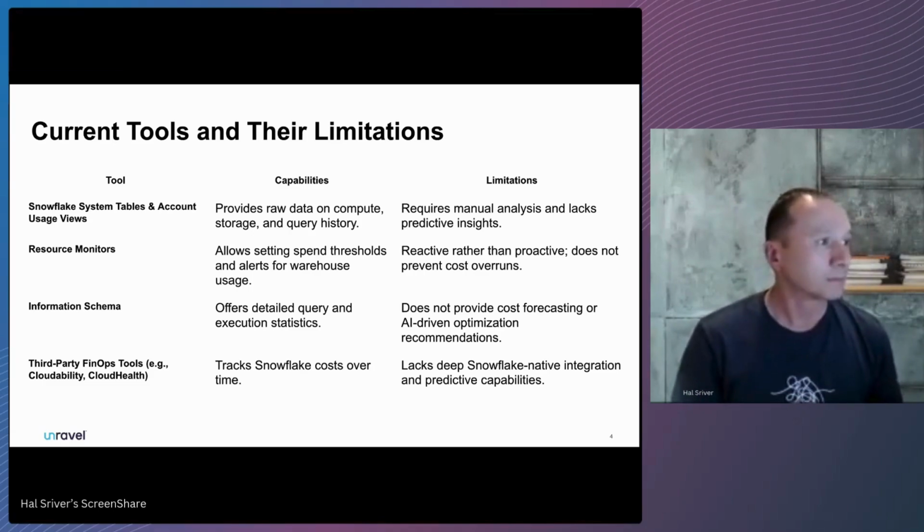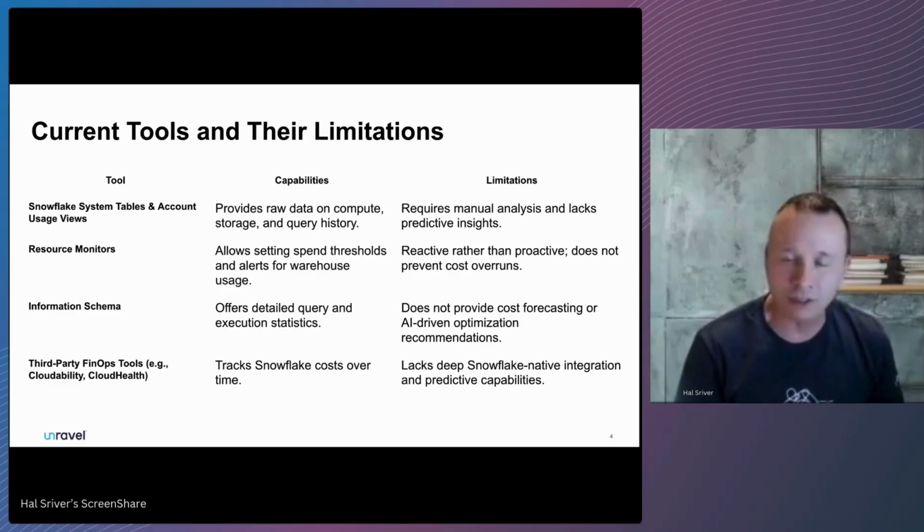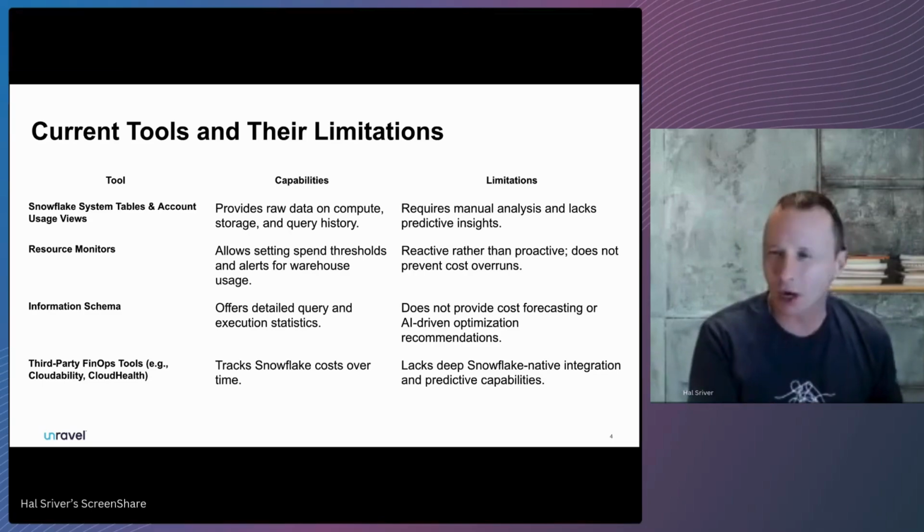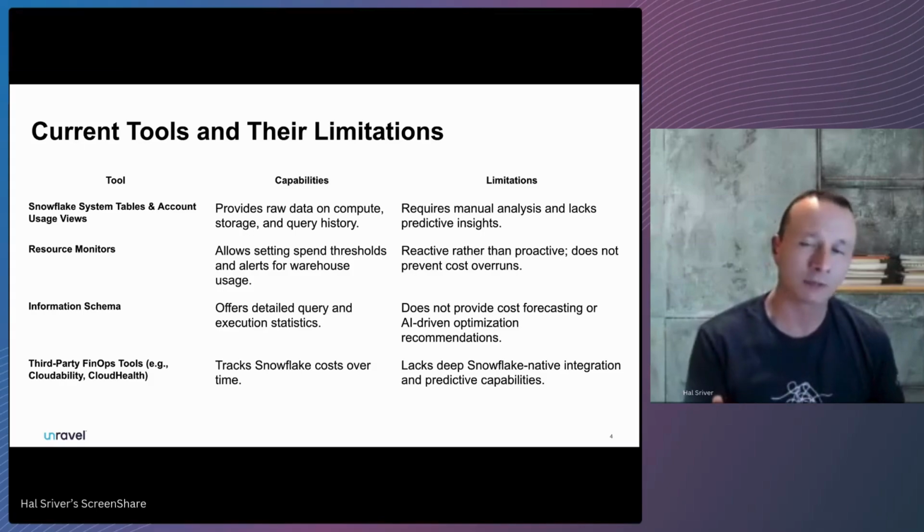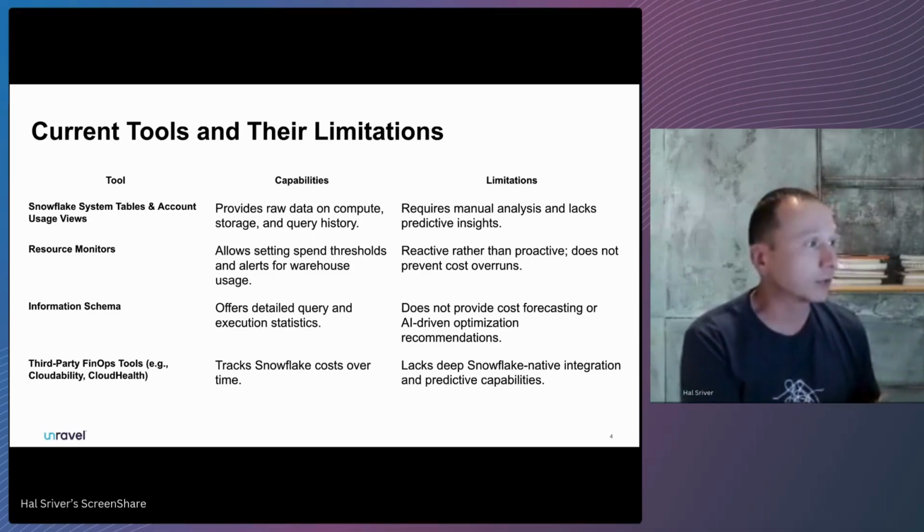So some of the usual suspects, right? Things like the system tables and account usage views in Snowflake itself. What do they provide? What are their capabilities? Well, it gives you the raw data on those various metrics of compute and storage and query history, right? But there's limitations therein, right? It's a manual analysis and process, right? It lacks that predictive insight from that AI driven standpoint.